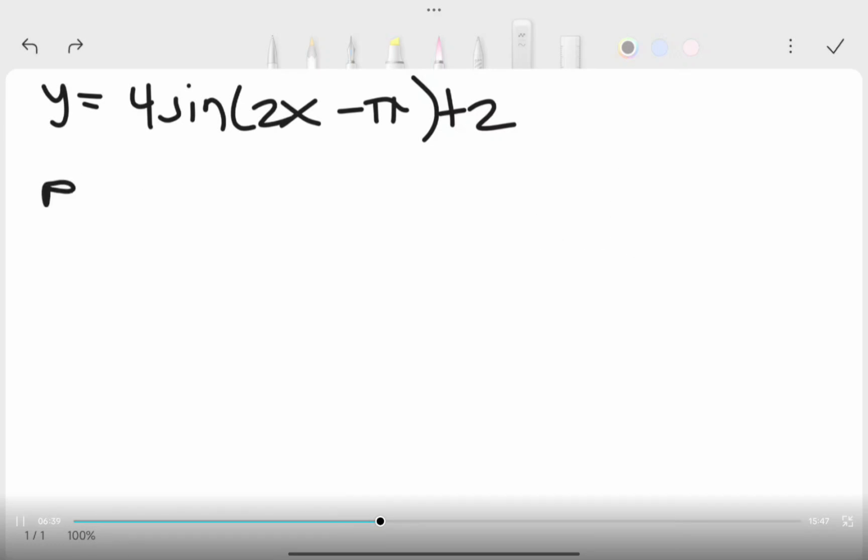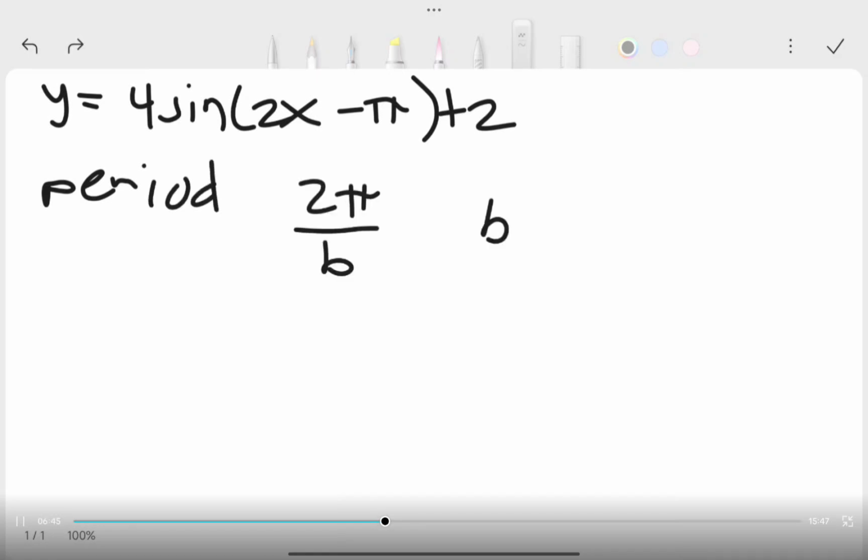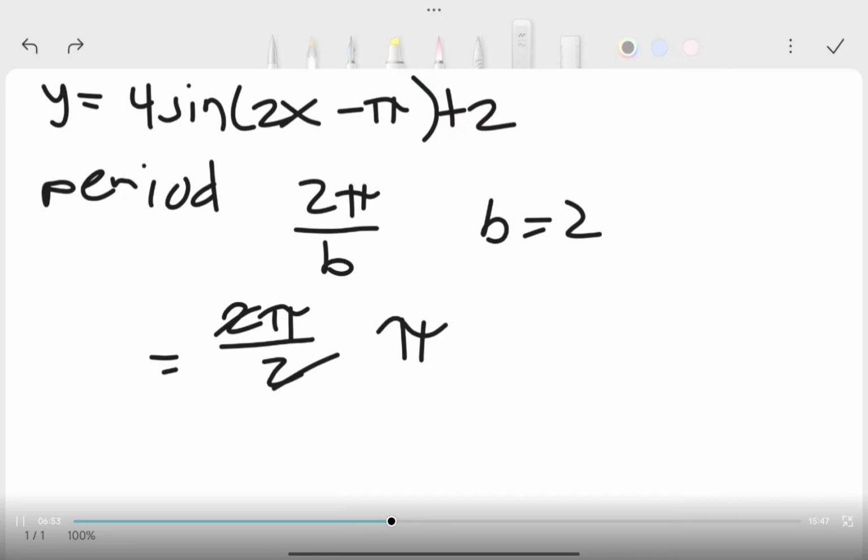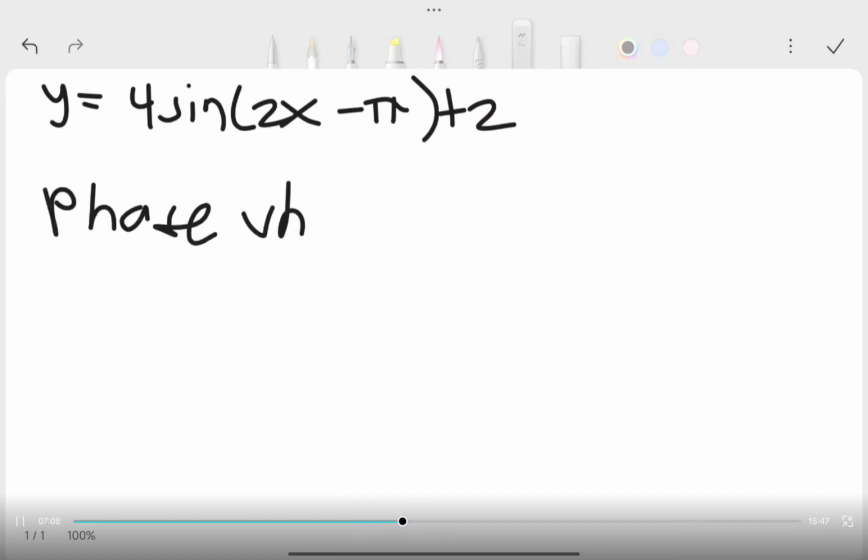So next is the period. Our formula for period is 2 pi over b, and our b is equal to 2. So 2 pi over 2 is equal to pi. So the period is pi, so one full sine wave completes in pi units on the x-axis. So let's proceed to phase shift.